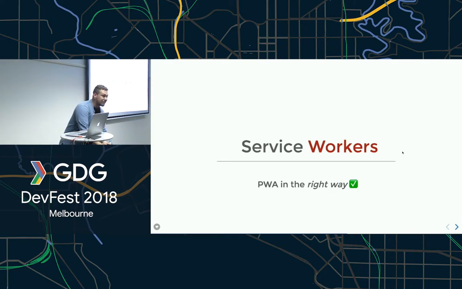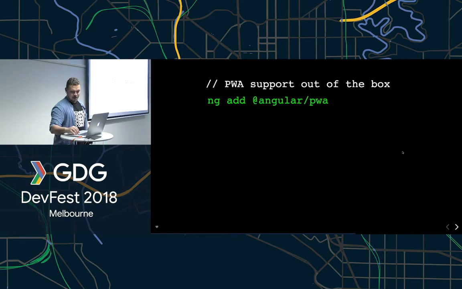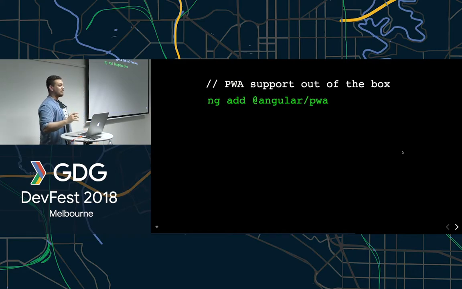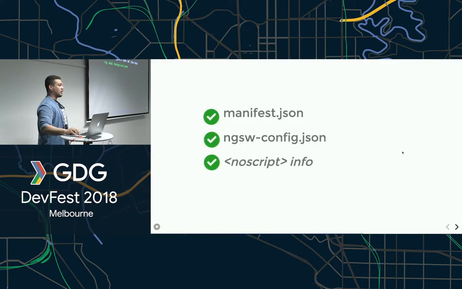Another good thing: we will talk more about service workers later, so I'll just give some introduction about service workers and how you can use them in Angular applications. Service workers are a kind of pillar for PWAs. The way that we can use them in Angular applications is really straightforward. Again, ng add @angular/pwa, and all done. You already have everything set up.